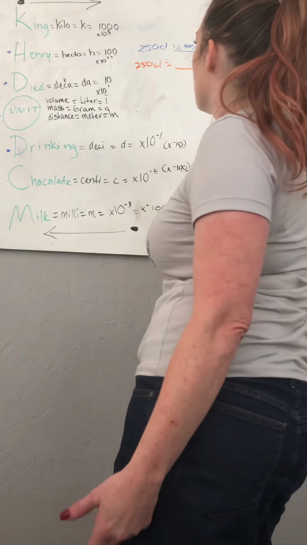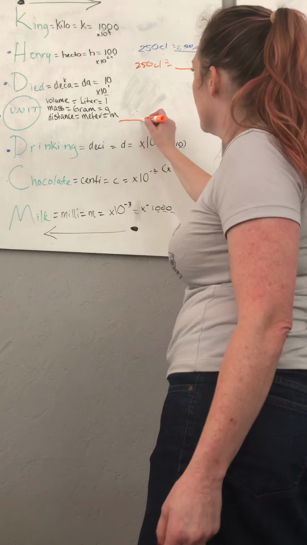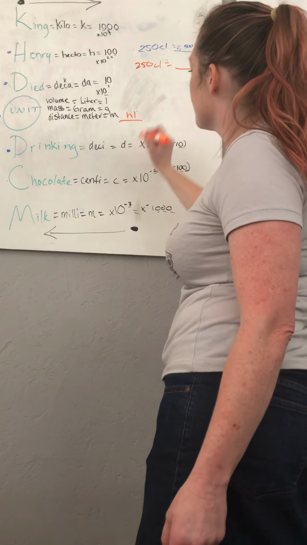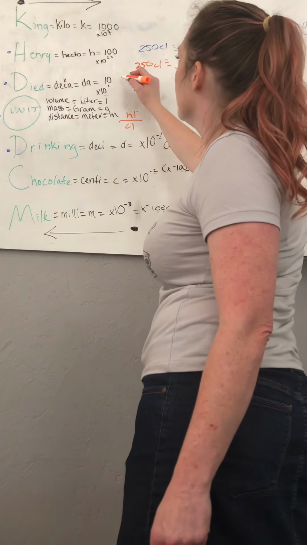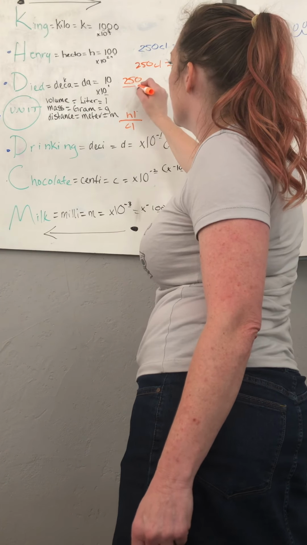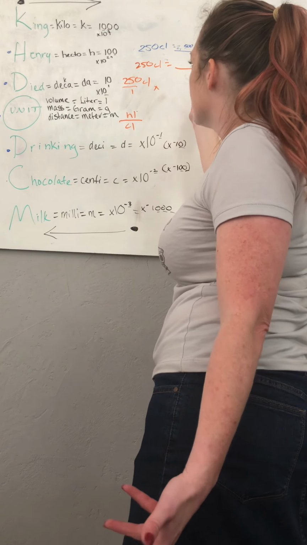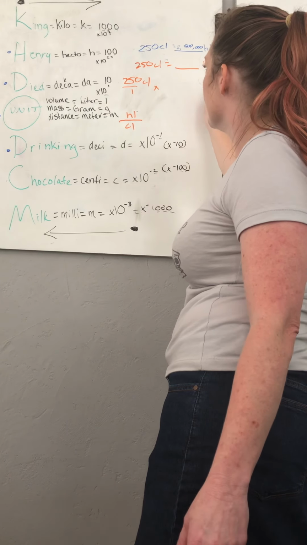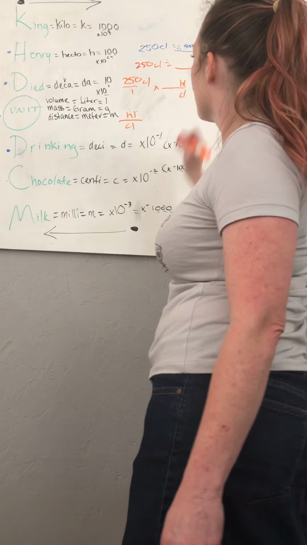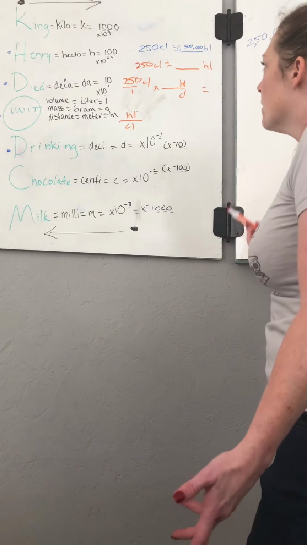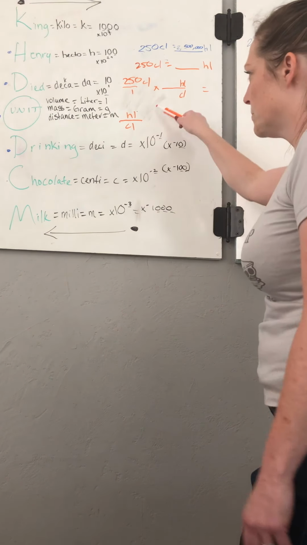All right, so what you want to do in this case is come up with a fraction that's going to have hectoliters on top and centiliters on the bottom because you want to be able to cross it out. So you go 250, you're just going to imagine that's over 1 centiliters, times something. So what are we going to do? What is going to have hectoliters on top and centiliters on the bottom?